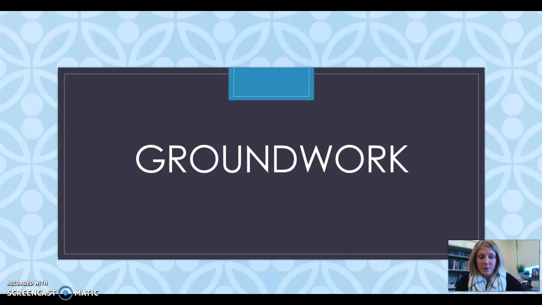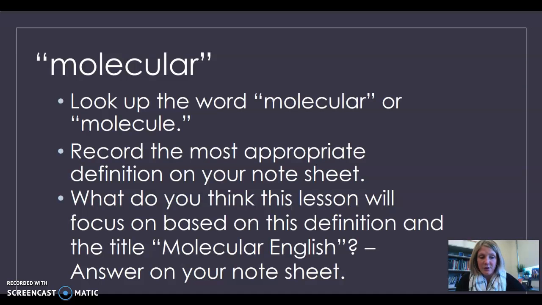So again, this is for part 2. You want to go ahead and get to part 2 in your worksheet. This is laying the groundwork. I'd like you to take a few moments to look up the word molecular and jot down a definition for it. Then record the most appropriate definition on your note sheet.